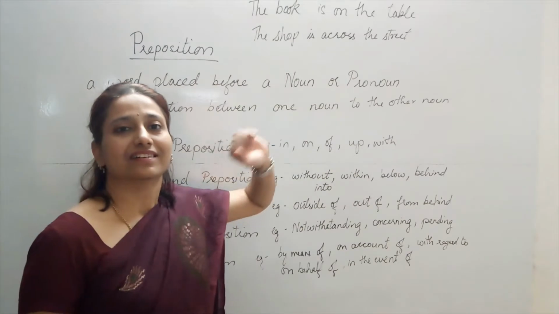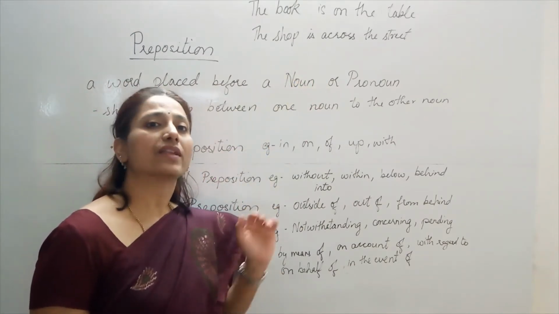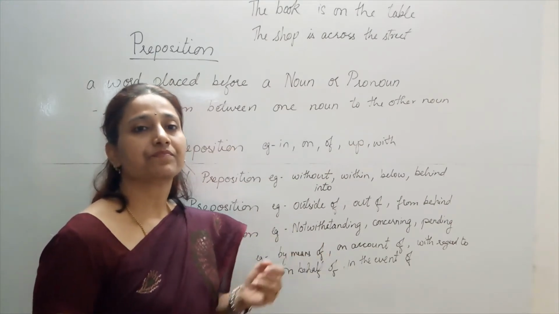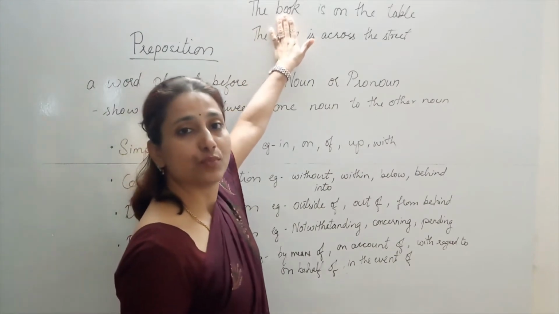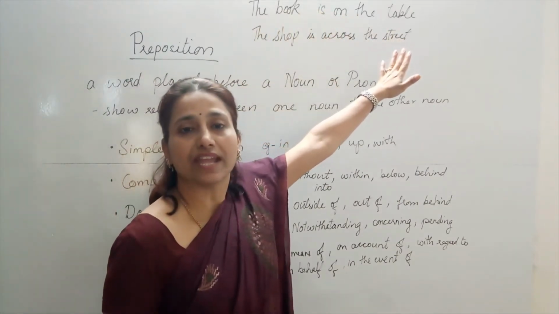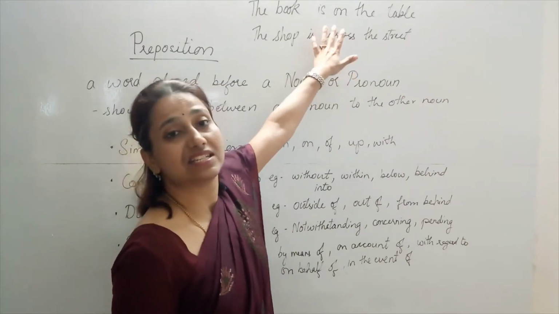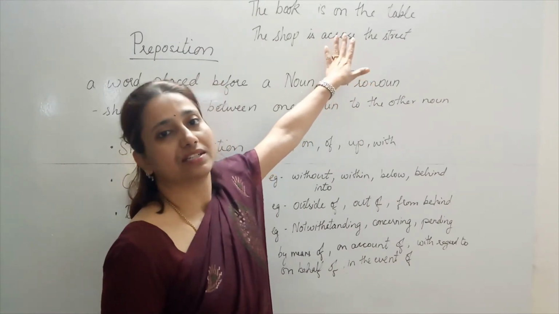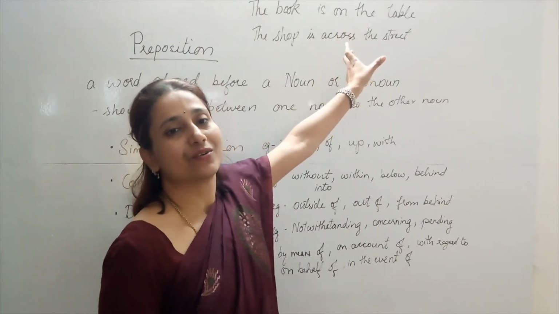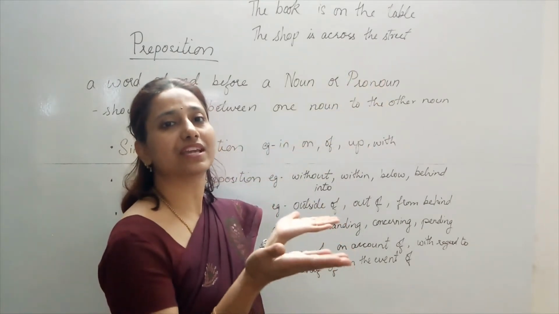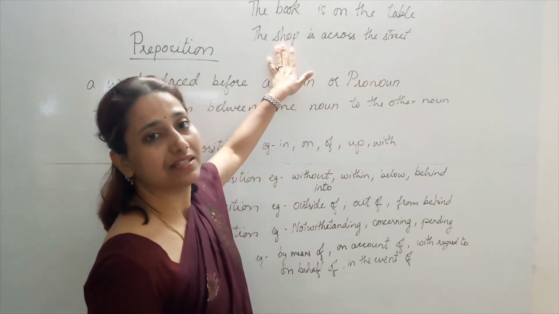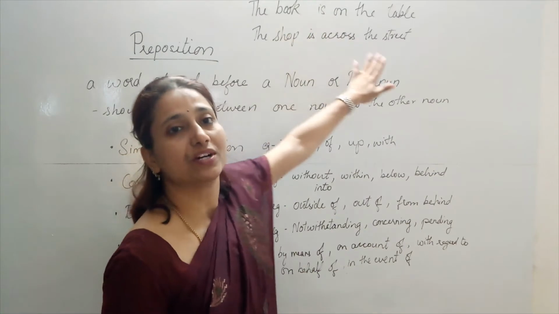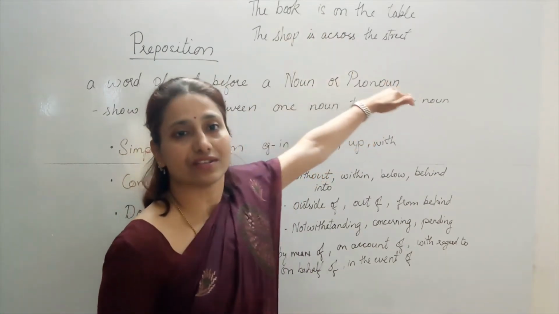There's an example here. The book is on the table, or in the bag, in the shelf, above the table. So the position of this book to the table is brought in. Is it on, in, into, above? That is what we have to analyze, to show the position of one noun to the other noun. Another example is: the shop is across the street. So the position of this shop to the street is across.